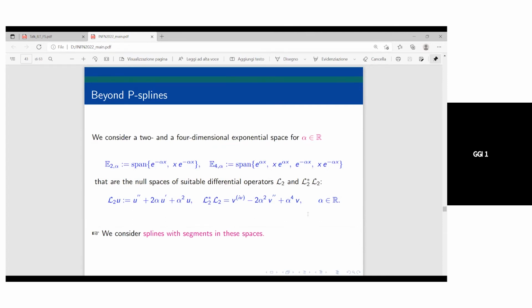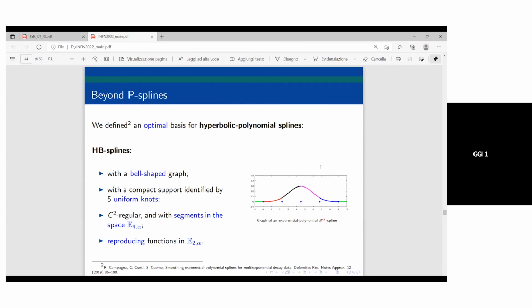And the idea is to construct a spline with the segments in this space. Okay, so we leave the domain of cubic polynomials, and we work with exponentials and polynomials times exponentials. And still, we decided to work with the 4-dimensional space to mimic the cubic splines. And then, of course, we first had to construct the basis for this spline space. And we wanted to have a good basis or optimal basis. So we construct a basis that satisfied all the nice properties I showed you before.